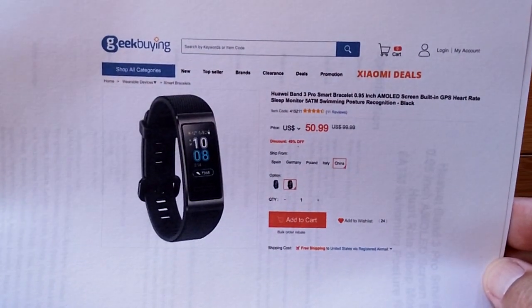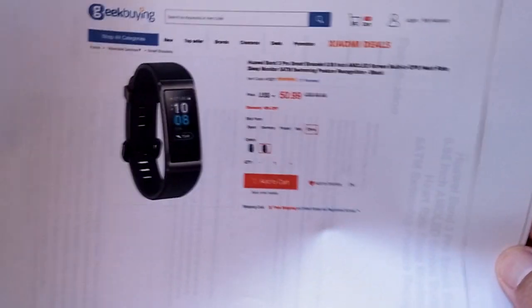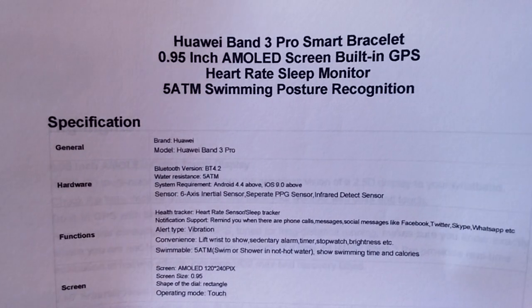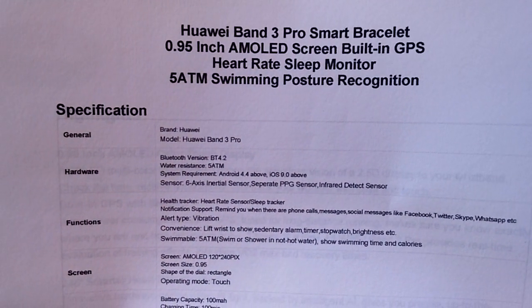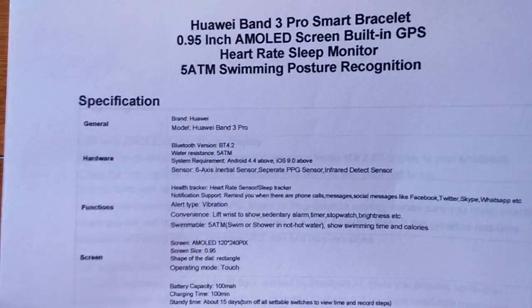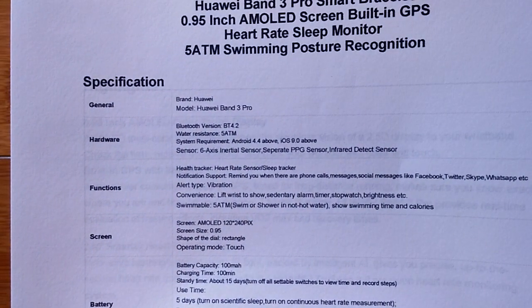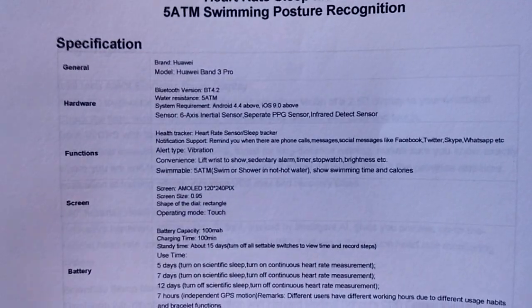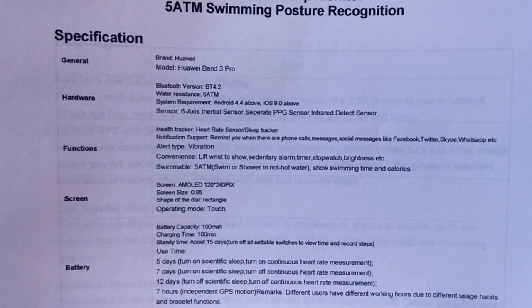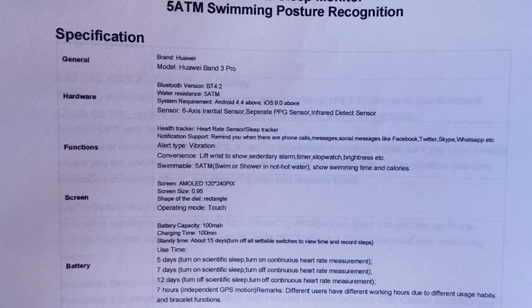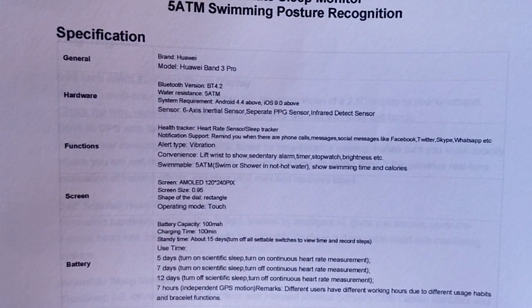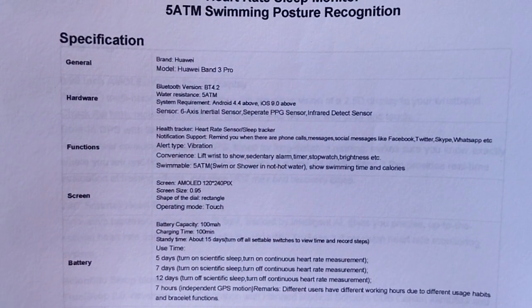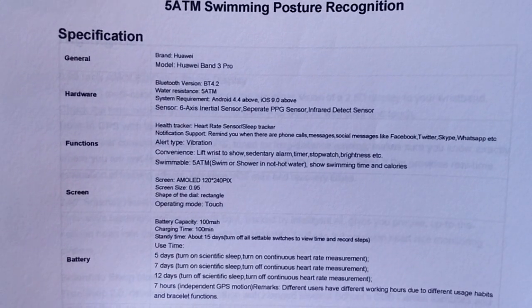They brought us the Huawei Band 3 Pro smart bracelet, and it's got a bunch of specs, so let's go through them. It's a 0.95-inch AMOLED screen. Should be nice and bright and clear. Built-in GPS, heart rate monitoring, and so forth. It's running Bluetooth 4.2, and it's water resistant to 5 atmospheres, meaning you can definitely swim with it. 6-axis internal sensors, separate PPG, that's your heart rate diode detector on the back, and infrared detector for better overall heart rate detection. It's got health tracker, heart rate sensors, sleep trackers, all kinds of good stuff.